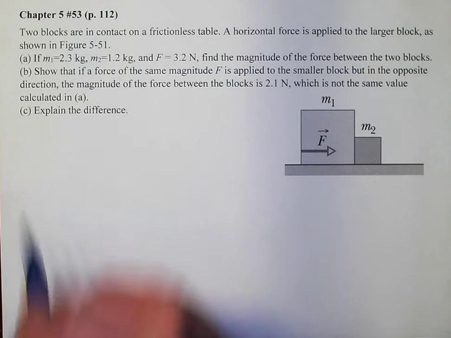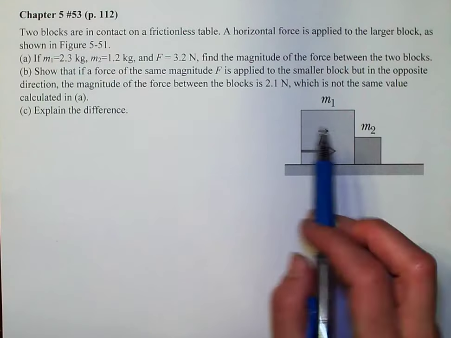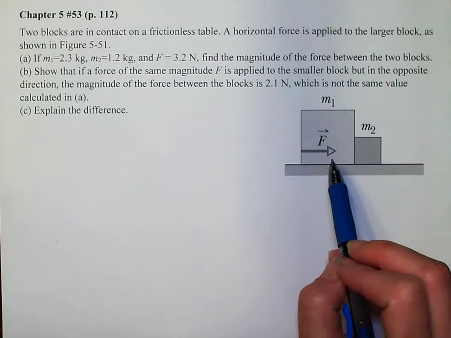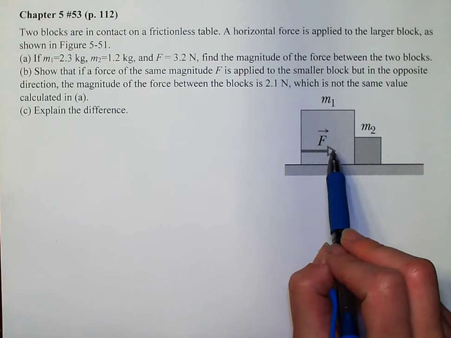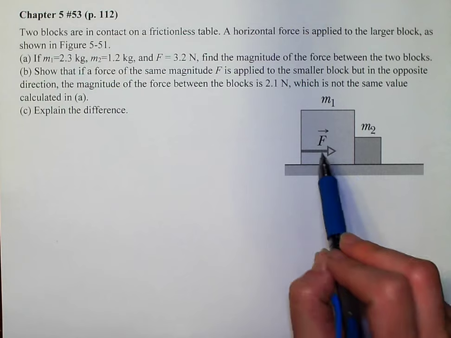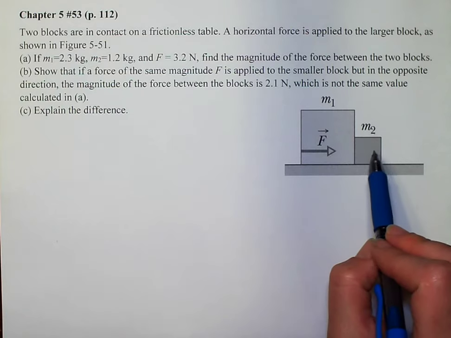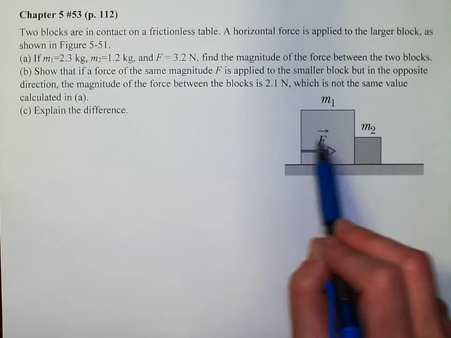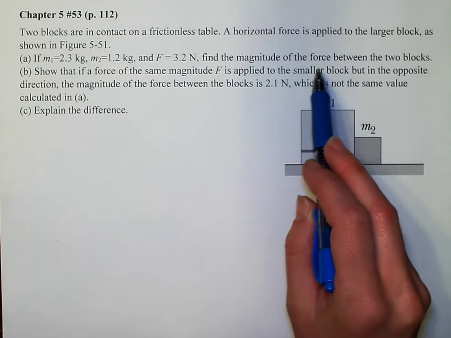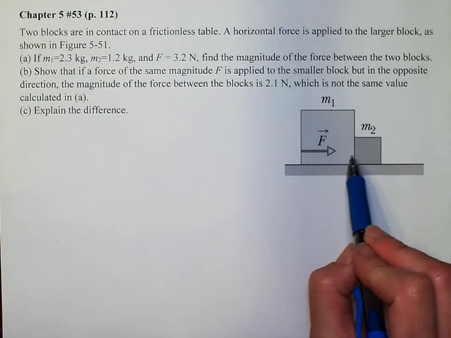This is problem number 53 from chapter 5. Two blocks are in contact on a frictionless table. A horizontal force is applied to the larger block as shown right here. If this mass is 2.3, this one is 1.2, and the force is 3.2, we want to find the magnitude of the force between the two blocks.